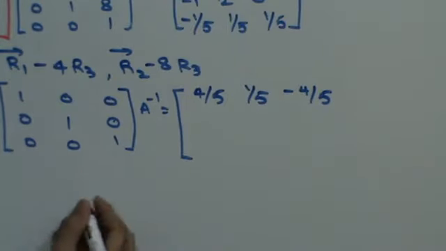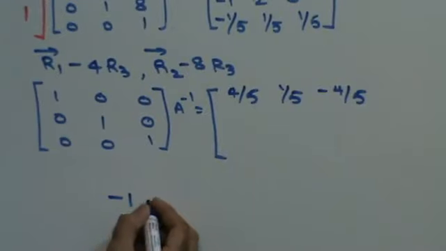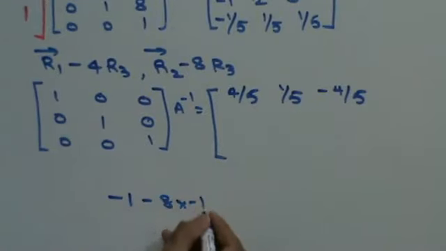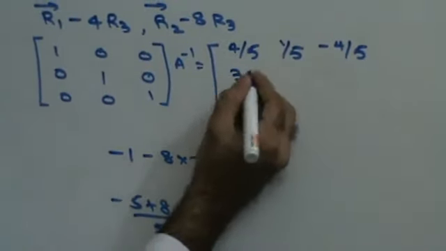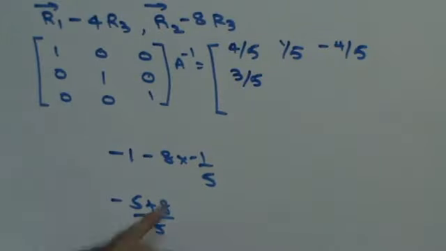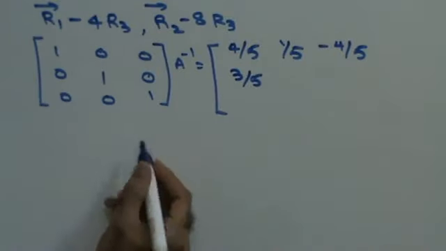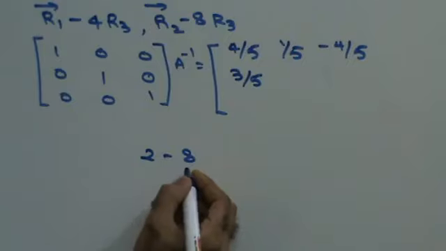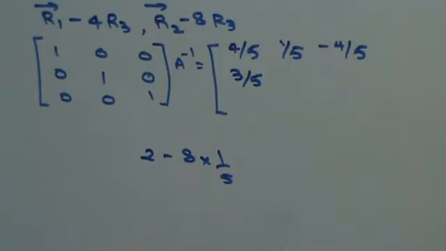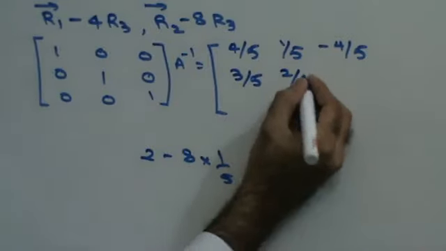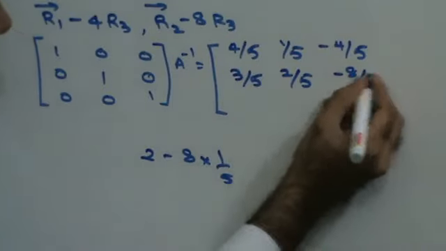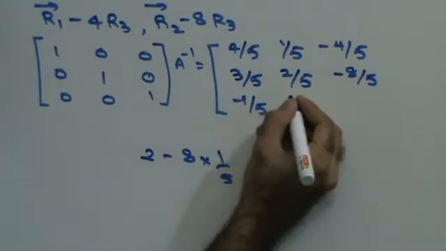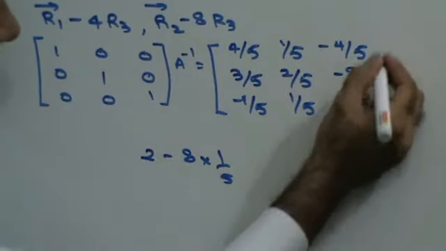Next. Second one. Minus 1 minus 8 into minus 1 by 5. So that's minus 5 plus 8 by 5. That's 3 by 5. Minus into minus plus. 2 minus 8 into 1 by 5. 10 minus 8, that is 2 by 5. 0 minus 8 by 5. Minus 8 by 5. Minus 1 by 5. 1 by 5 and 1 by 5.